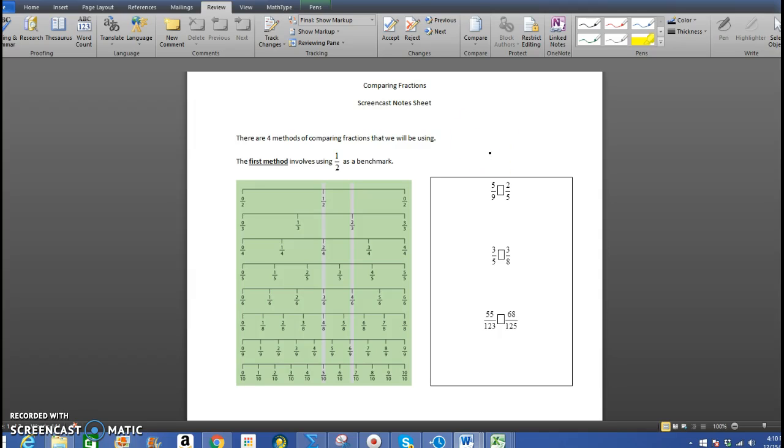So there's going to be four methods of comparing fractions, and the first method involves using 1/2 as a benchmark. And I really like this because it doesn't require a lot of work. The only drawback to this one is that it doesn't always work. And the reason will become apparent in a second.